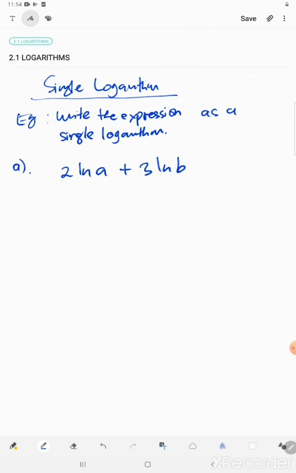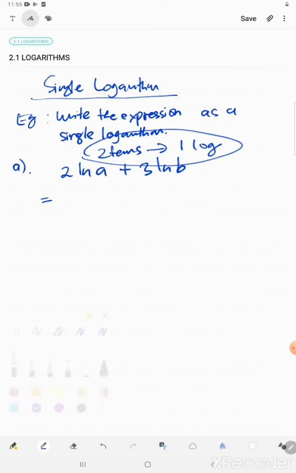Okay, so now we have 2 ln a plus 3 ln b. Now we have two terms, right? And now we want only one log. So how can we solve this? You have to apply the properties or the laws of logs. We can see here we have number 2 in front and number 3. So what you have to do is bring them back as powers. The answer is ln a power of 2 plus ln b power of 3.